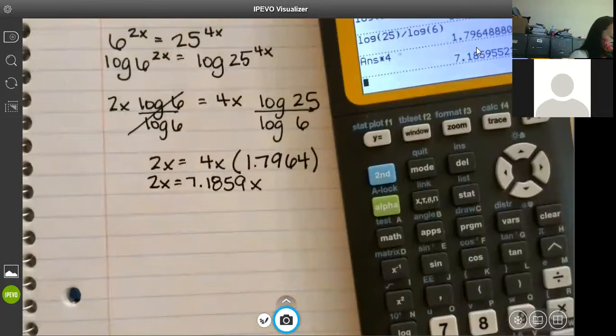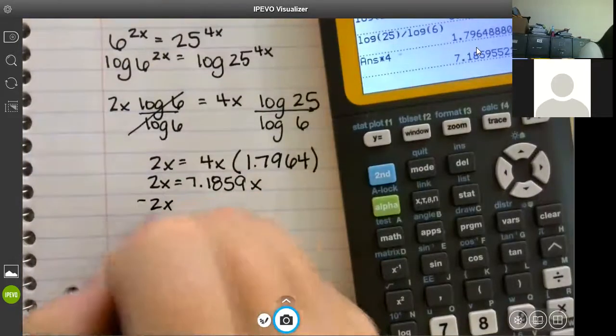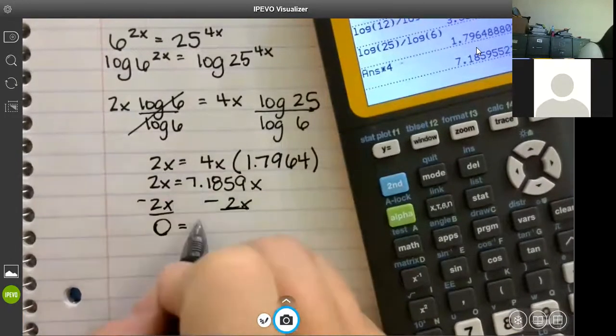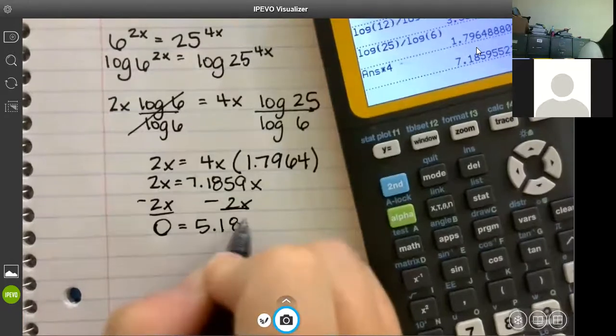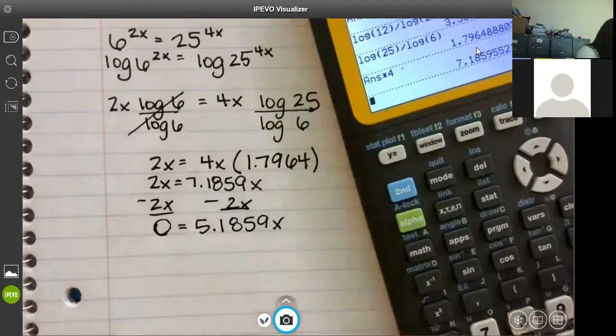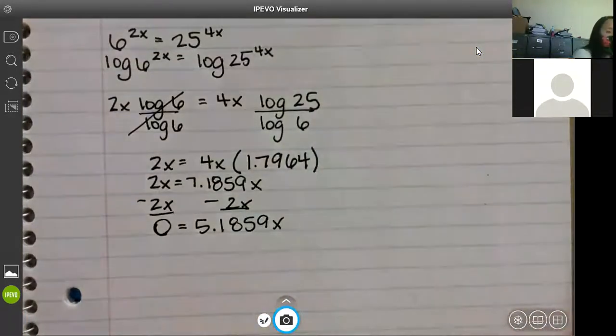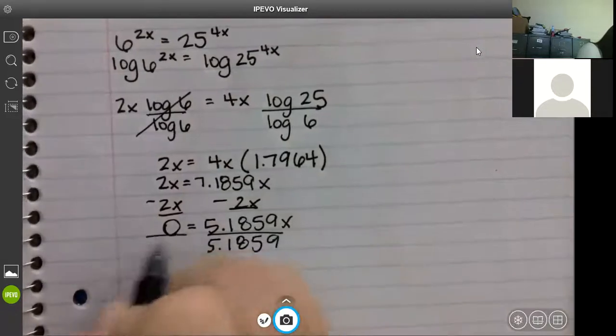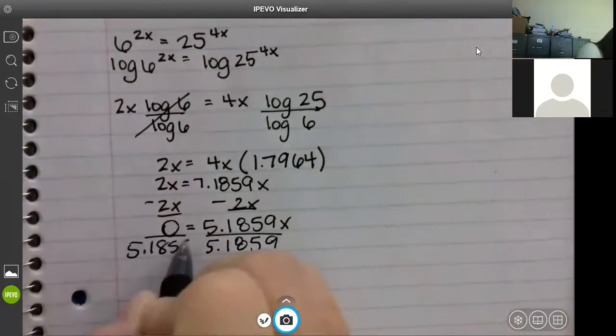Now what do I do? Subtract 2x. I get 0 equals 5.1859x. And then what do I do? Which is still going to give you what? 0. Good.